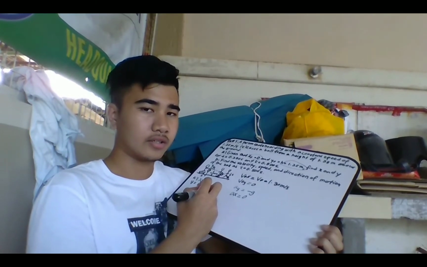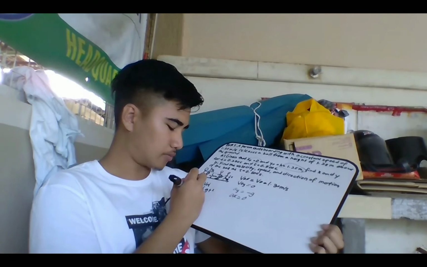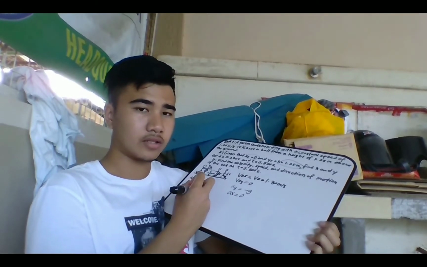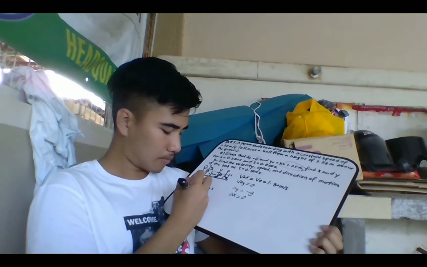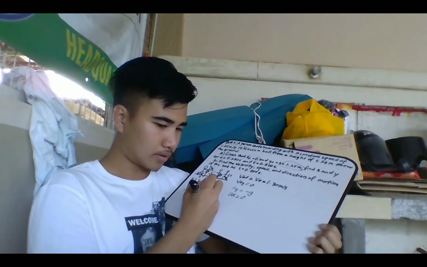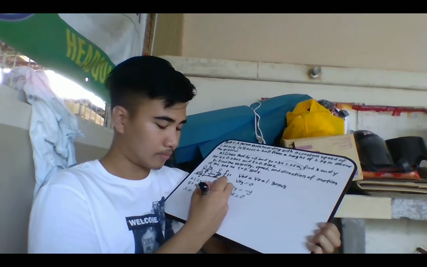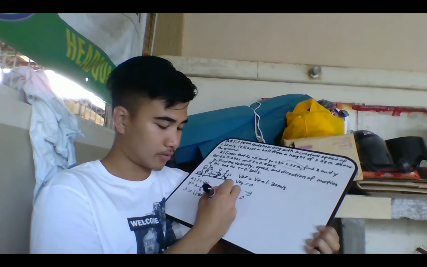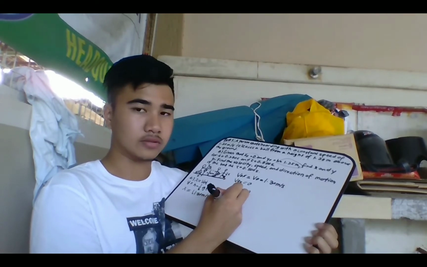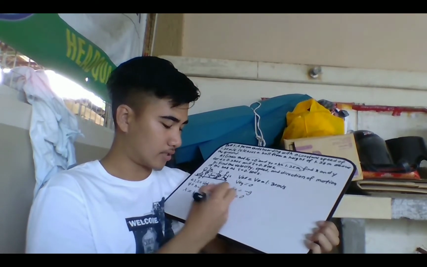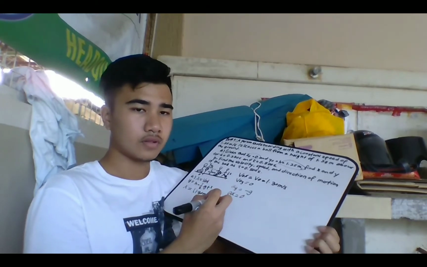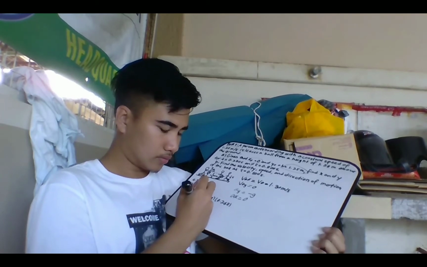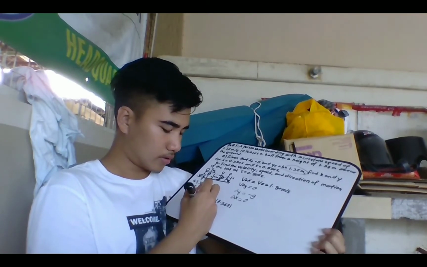So for letter A, let's substitute the x values first. For the x position, our v sub o is 1.30 meters per second times the time of 0.25 seconds. We cancel the seconds here, and x is equal to 0.325 meters.